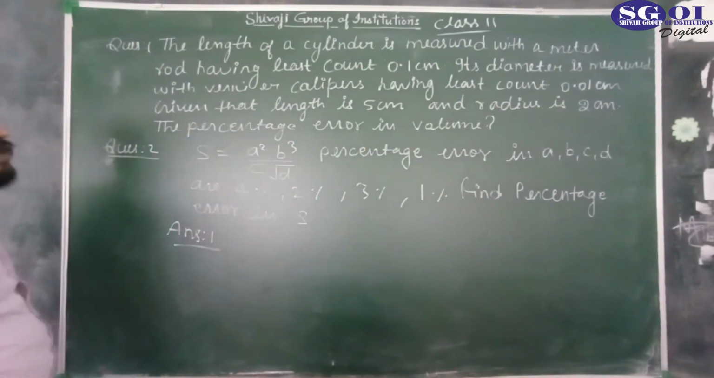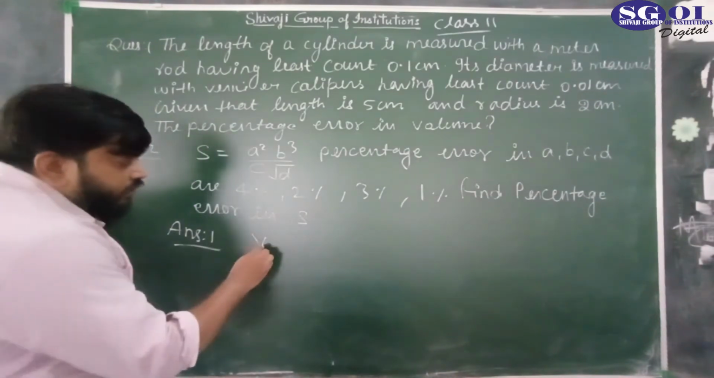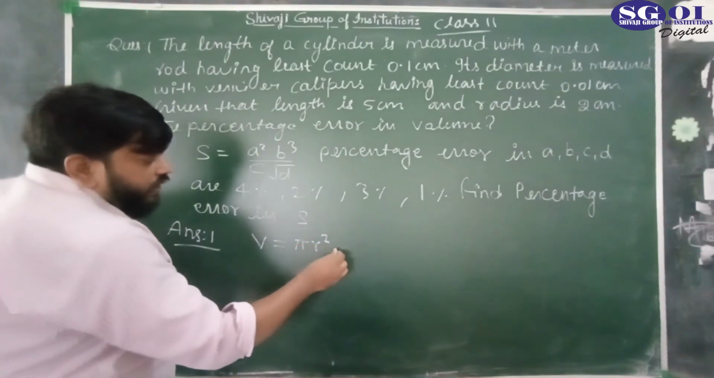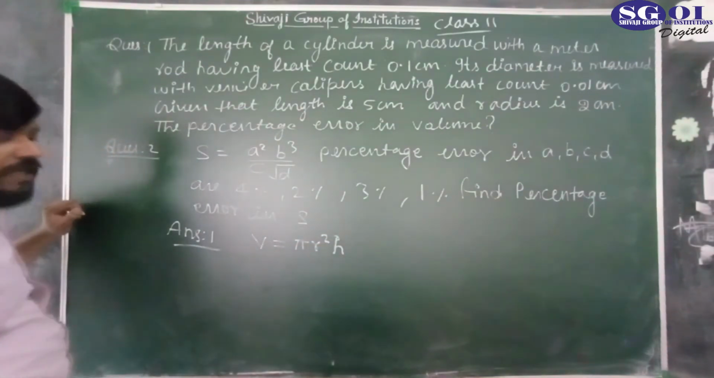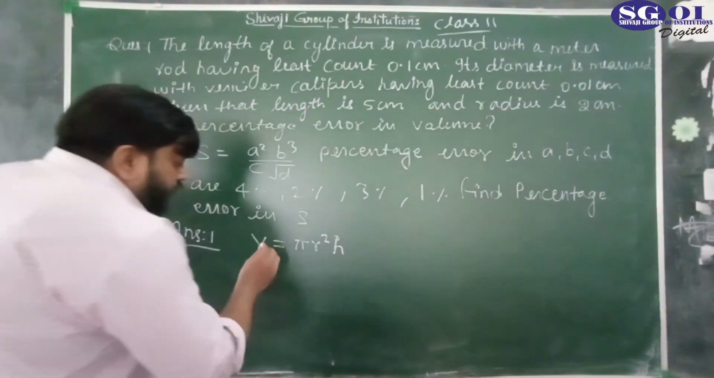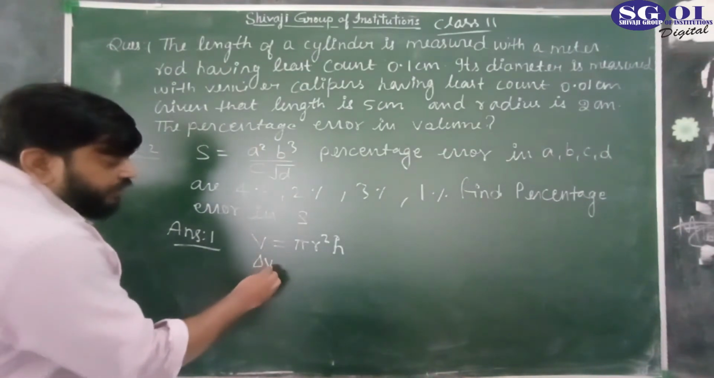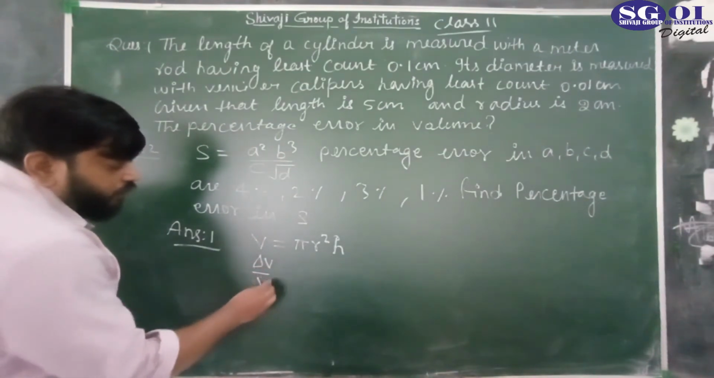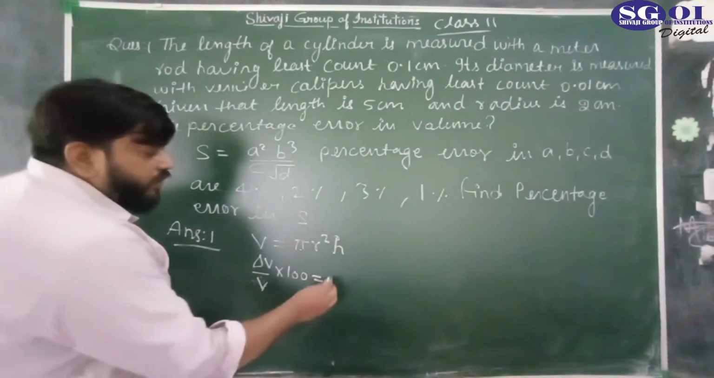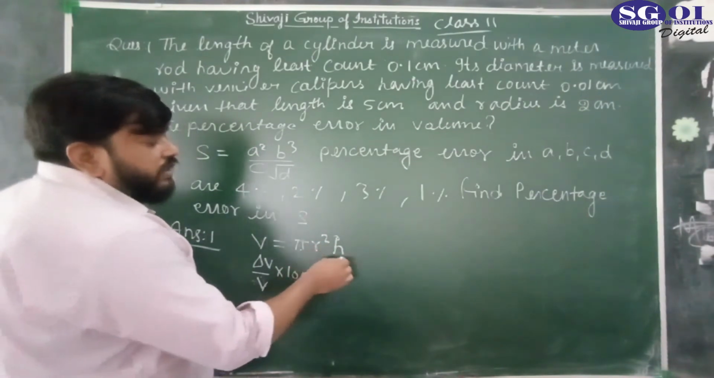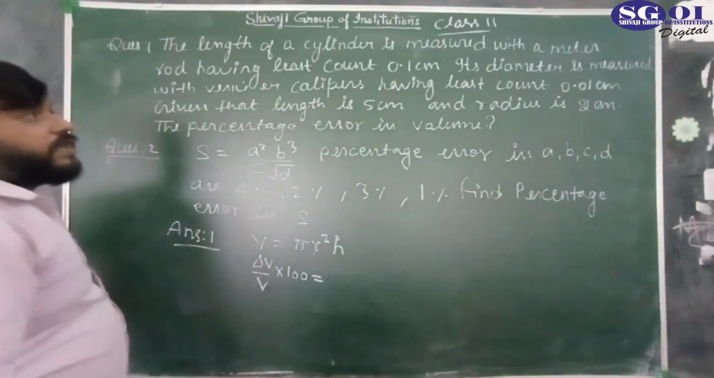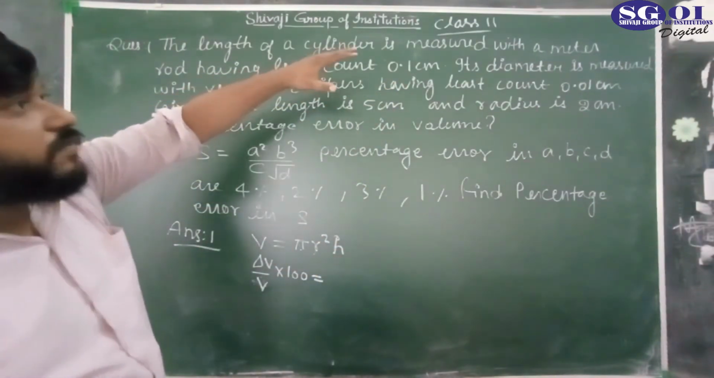Answer number first. We know that the formula for volume of the cylinder is V equal to pi r square h. You can say h is height, or you can say it is the length of the cylinder. So the percentage error in volume is delta V upon V into 100 is equal to, pi is errorless, this is a constant value, so error would be in r and l because these are the values measured by vernier calipers and meter scale.